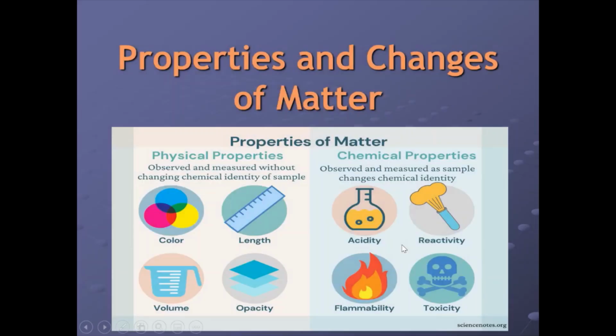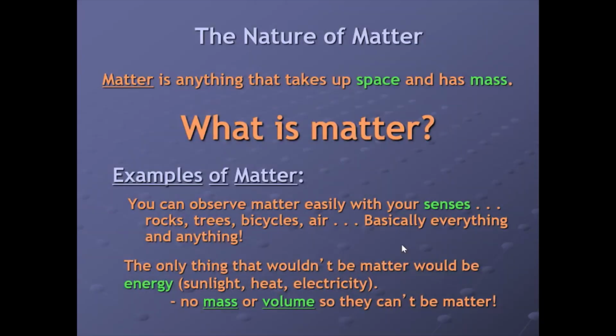Oops, let me go back real quick. So flammability is again the ability of something, how likely it is to burn, and then toxicity is how poisonous something is, and these all have to do with the chemical identity of a substance. All right, and so we'll talk a little bit more about some examples in a second.